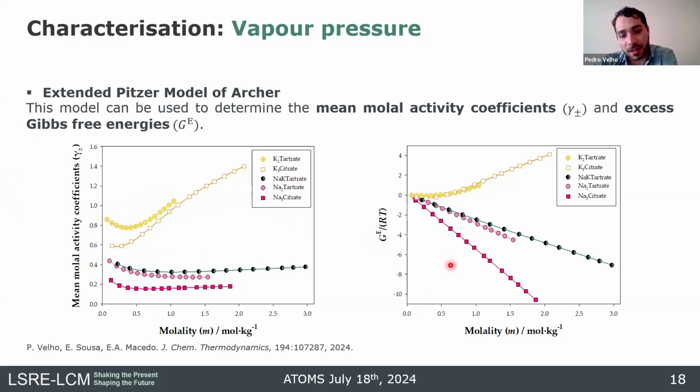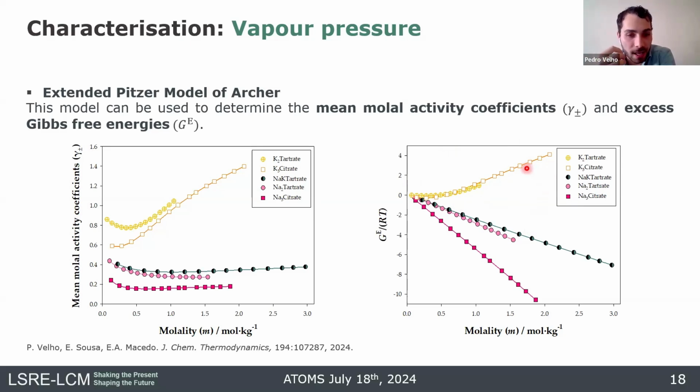Concerning the excess Gibbs free energies, these salts, normally composed of sodium or sodium and potassium, have a negative value for GE. And this means that the interaction between solute and solvent is favorable. So we may expect the solvent to accurately solubilize the salt. On the other hand, here for potassium salts, we have positive values for the excess Gibbs free energies. And this means that the interaction between the solvent and the solute starts to become repulsive.